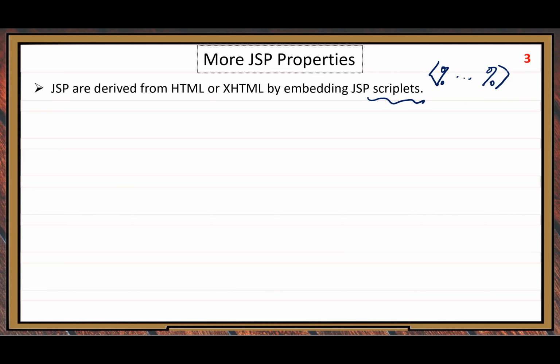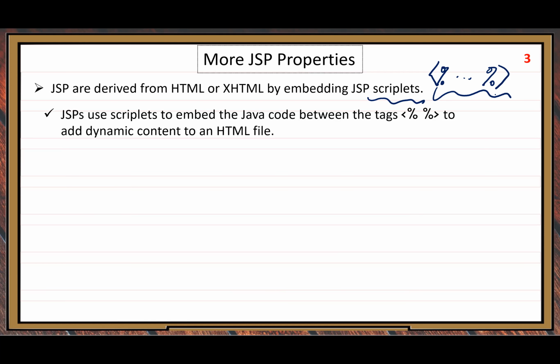Each element like this corresponds to one JSP scriptlet. We create a small Java environment so we can put Java code inside this pair of tags. So JSP uses scriptlets to embed Java code between the tags to add dynamic content to an HTML file. Inside the HTML file, you add dynamic content in this way through scriptlets.